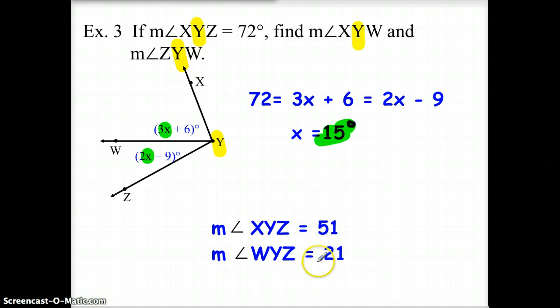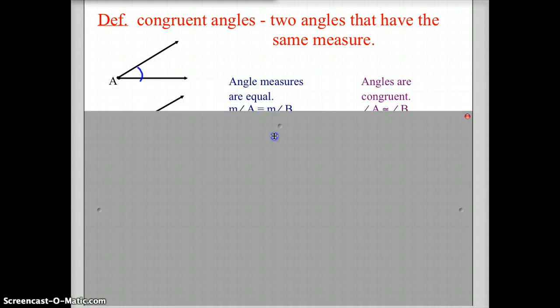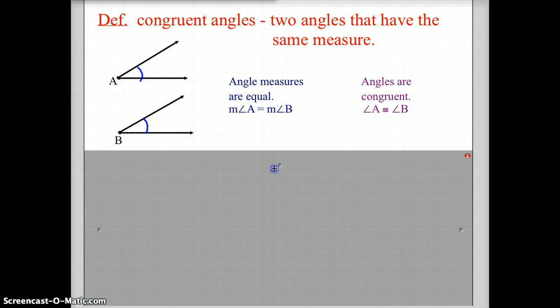And you would write it just like this, with slightly better degree symbols there. Some more definitions. Congruent angles. Congruent angles are two angles that have the same measure. And we talked about congruent line segments the other day. Same type thing. Congruent angles, you're going to use that congruence symbol.